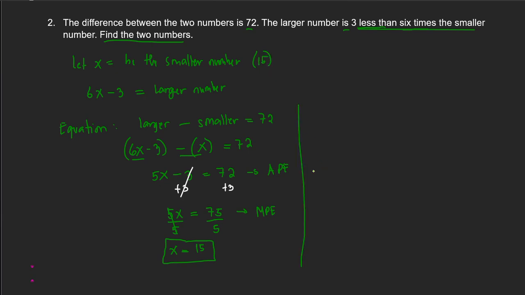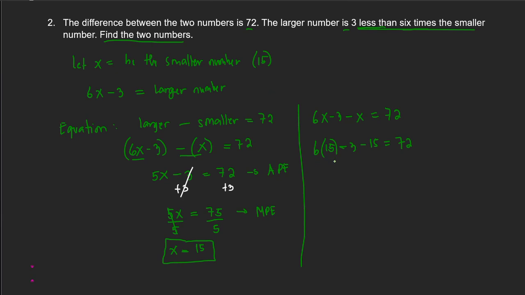Now let's try to check using this one. So we have 6x minus 3 minus x is equal to 72. So 6 multiplied by 15 minus 3 minus 15 is equal to 72. Now, sir, saan galing si 15? That was the value of our x. We're now checking the process.